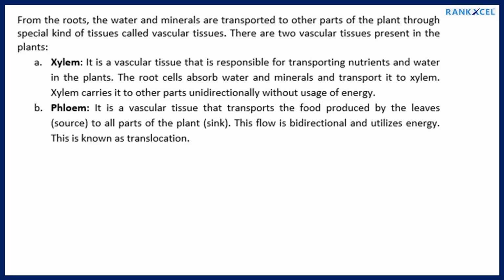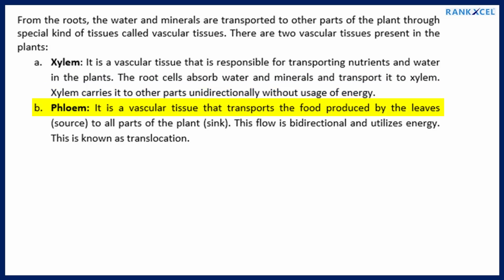Absorption by roots. From the roots, the water and minerals are transported to other parts of the plant through a special kind of tissue called vascular tissue. There are two vascular tissues present in plants. A. Xylem. It is a vascular tissue that is responsible for transporting nutrients and water in the plants. The root cells absorb water and minerals and transport them to the xylem. Xylem carries them to other parts unidirectionally without usage of energy.